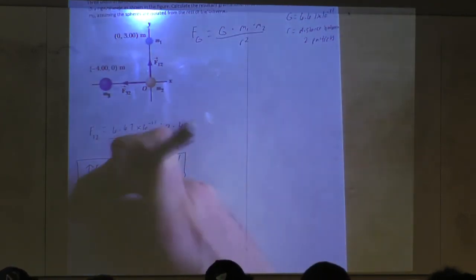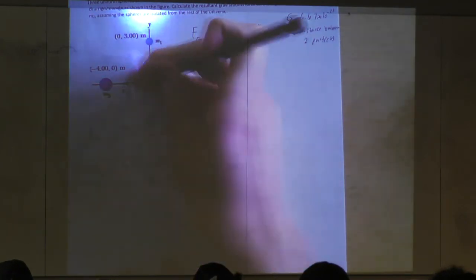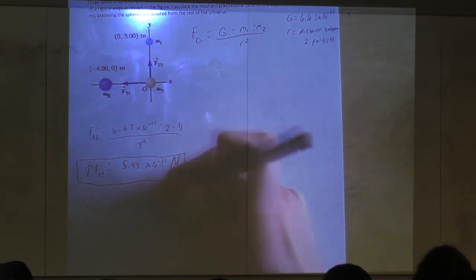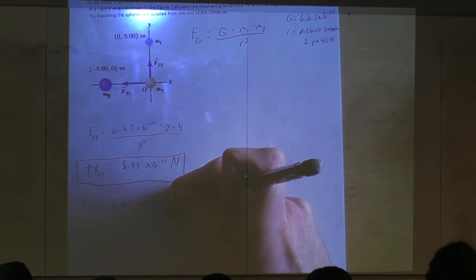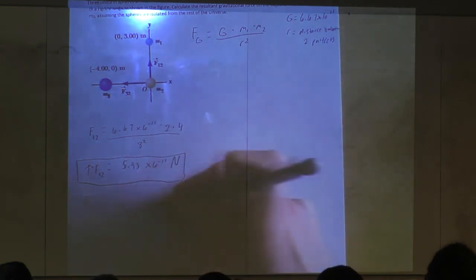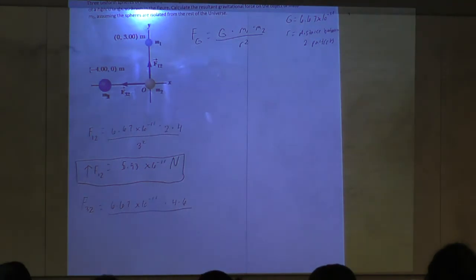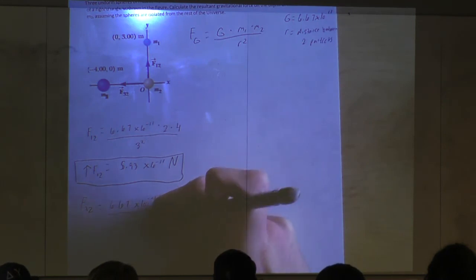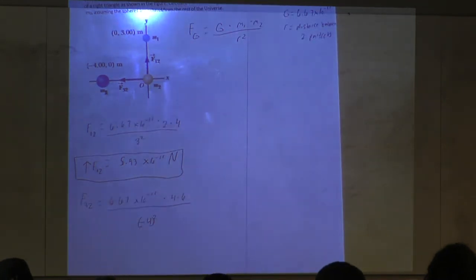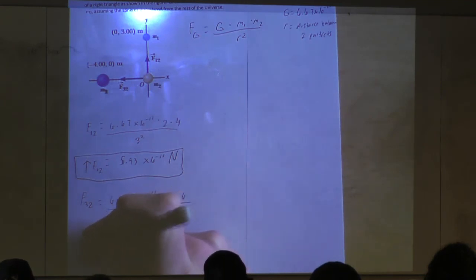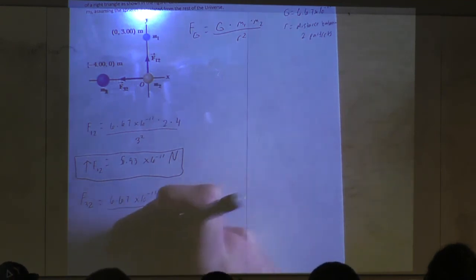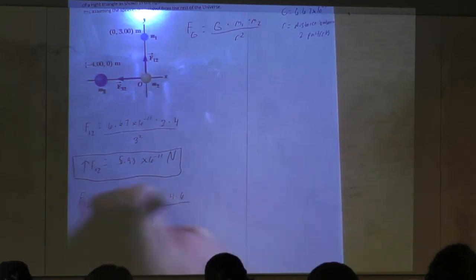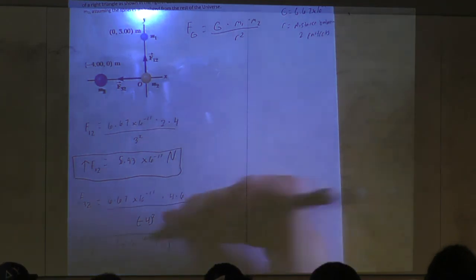And then our F of 3, 2, the one going between 3 and 2. Same deal, 6.67 times 10 to the negative 11 times 4 times 6, over the distance. Since it's negative 4 and there's no y component, once again we don't need Pythagorean. It's over negative 4 squared, and this number comes out to 1 times 10 to the negative 10. And this is also to the left.